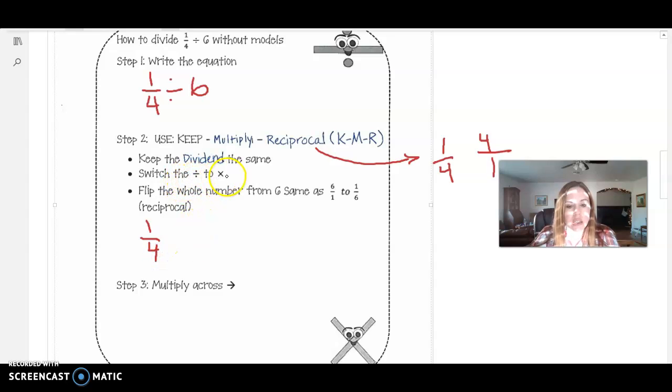Switch the division sign to multiplication and multiply by the reciprocal. Well, the reciprocal of 6, remember, if we turn 6 into a fraction, it's 6 over 1. And the reciprocal is flipped, 1 over 6. And now multiply across. 1 times 1 is 1. 4 times 6 is 24.